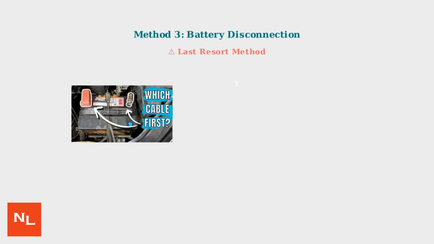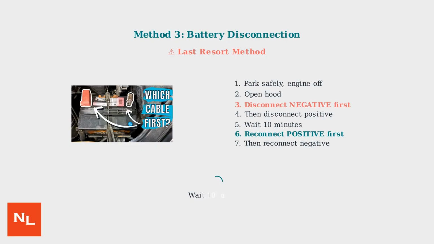Access this through the MMI interface by going to Settings, then selecting Factory Reset or Delete Personal Data. Confirm the reset and wait for the system to restart. Method 3 is battery disconnection, used as a last resort for complete system reset.